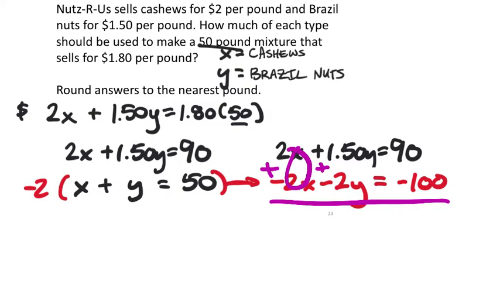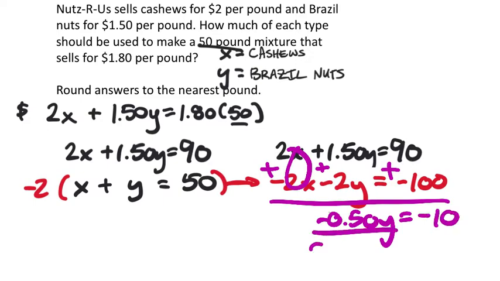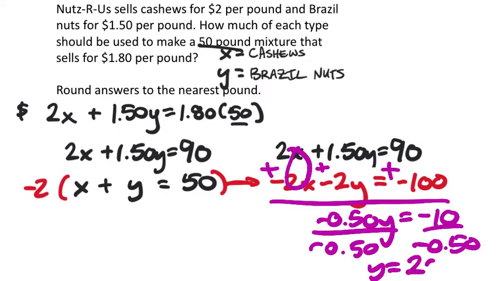But what about the y's? 1.50y minus 2y's would be -0.50y. And then 90, you could say plus -100. Either way, it's going to be -10. Last thing here, just divide both sides by -0.50 or -0.5. And it looks like y then would end up being 20. Now, y is the Brazil nuts, so that'd be 20 pounds of Brazil nuts. Barely fit that in, but I think it still works.